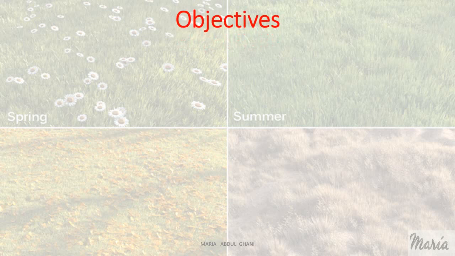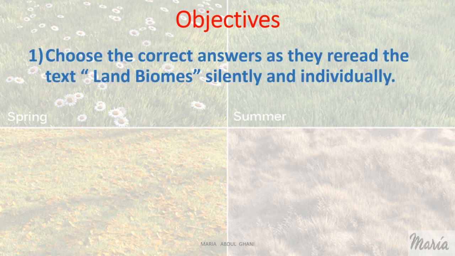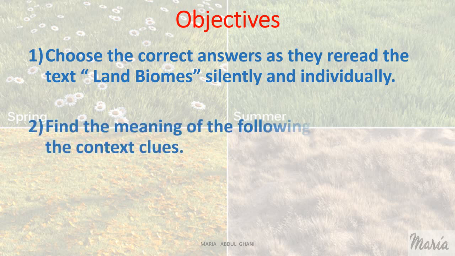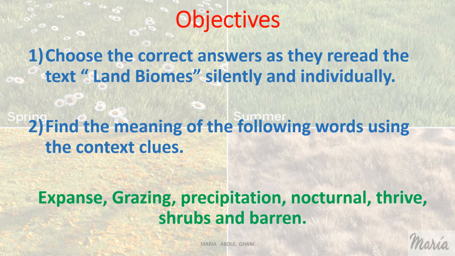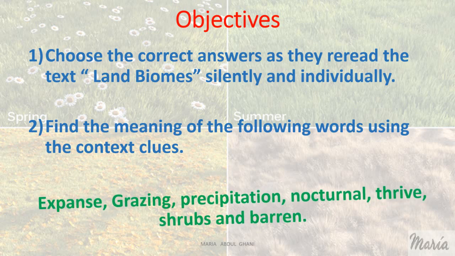Hey all, our objectives for today will be to: 1. Choose the correct answers as they reread the text, land biomes, silently and individually. 2. Find the meaning of the following words using the context clues: expanse, grazing, precipitation, nocturnal, thrive, shrubs and barren.